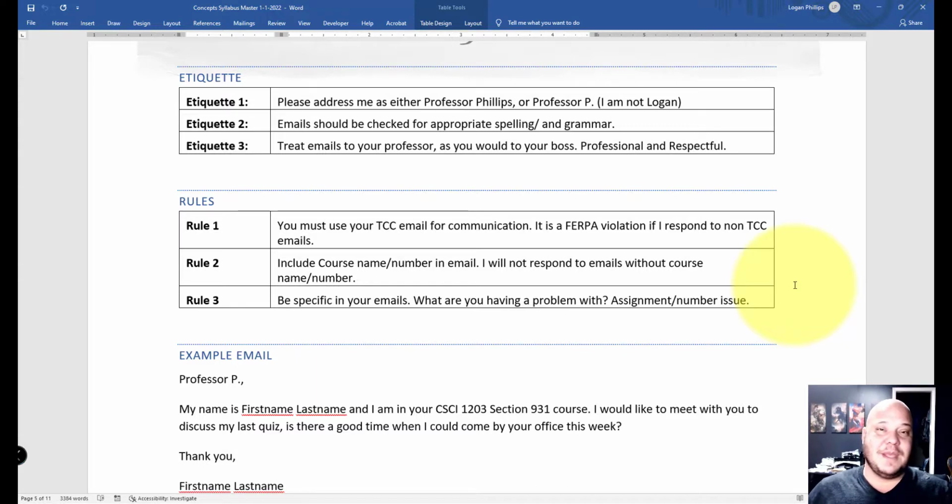Etiquette 2, emails should be checked for appropriate grammar and spelling. If you're going to send me an email, make sure that it is written well. This is a professional setting. Etiquette 3, treat emails to your professor as you would your boss. Professional and respectful. I cannot tell you how many poorly written, angry, demanding, disrespectful emails I've received in the last few years. It does not ever end well for the person that's sending the disrespectful email.